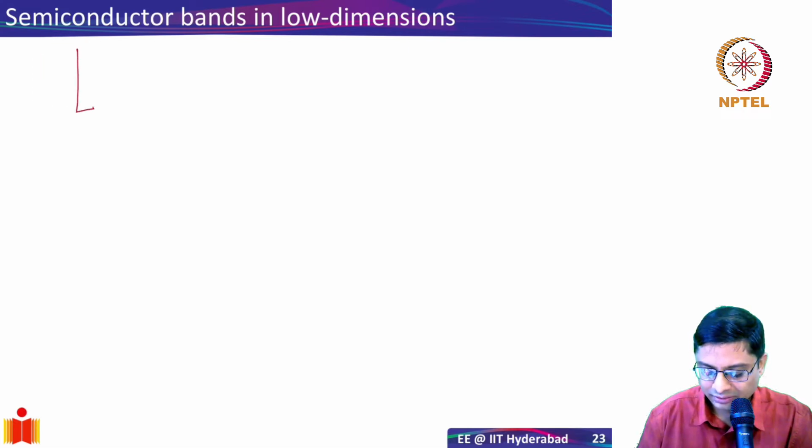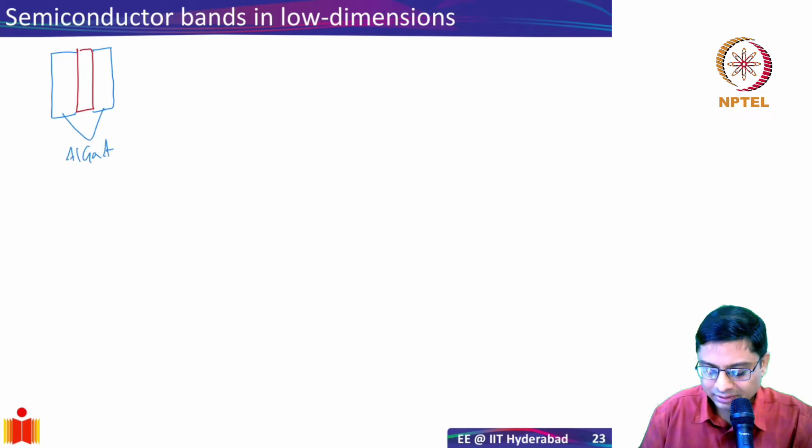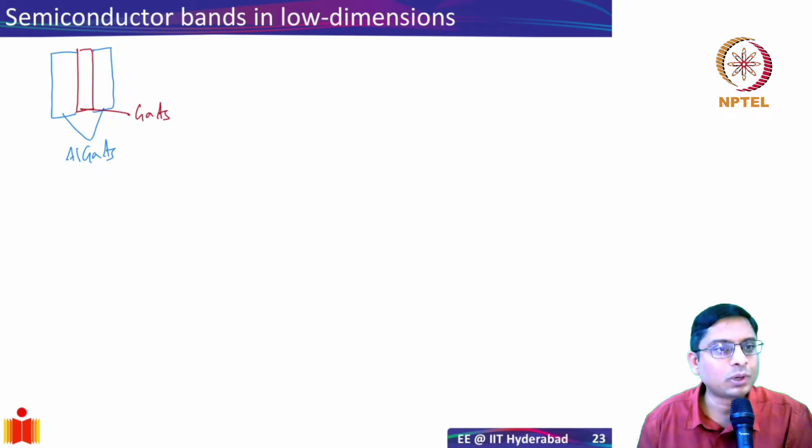So let me see, I have this, and then I sandwiched that between two different high band gap materials. So let's say these two are my aluminum gallium arsenide. Okay, the center one is gallium arsenide. The gallium arsenide has a lower band gap, so it is sandwiched between two different levels. So I made a quantum well.